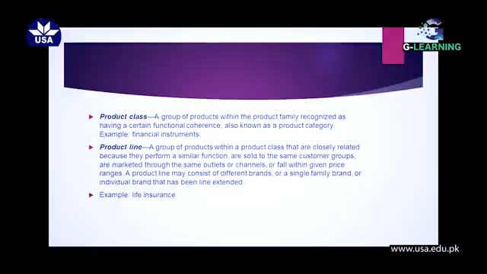Number 2 is the product family. All the product classes that can satisfy a core need with reasonable effectiveness. Example is savings and income. The next is product class. A group of products within a product family recognized as having a certain functional coherence. They are related to each other, also known as product category. Example, financial instruments that are being used with the insurances in order to carry it forward.